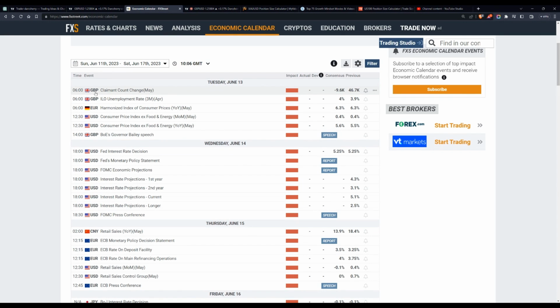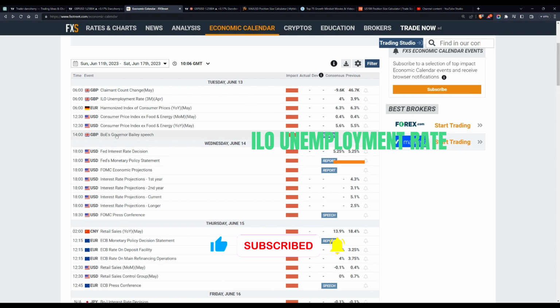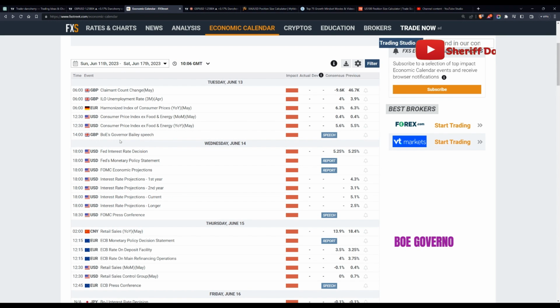And we have something coming from the UK docket. We have the Claimant Count Change. We have the unemployment rate. And on that same day, we have the Consumer Price Index coming in from the US docket, another very high impact event we want to be looking forward to. Then the Bank of England's governor is going to be having a speech on that same day, which everyone definitely will be looking forward to.